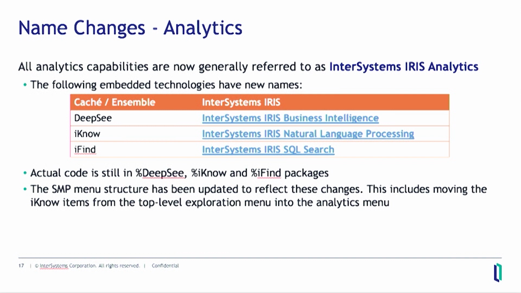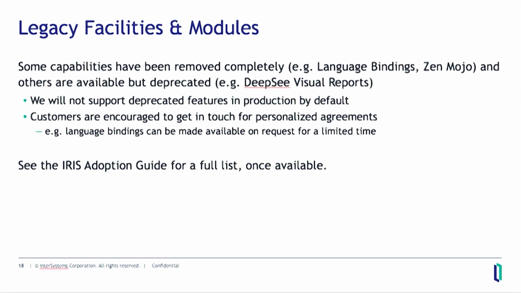We have product name changes in InterSystems IRIS. So what is called DeepSee in Caché and Ensemble is now called InterSystems IRIS Business Intelligence. And iKnow is InterSystems IRIS Natural Language Processing. Most of the time, this is going to be abbreviated with NLP, so sometimes when you get license keys, it will just refer to this as NLP. And iFind is now InterSystems IRIS Search. But these are just name changes for the most part.